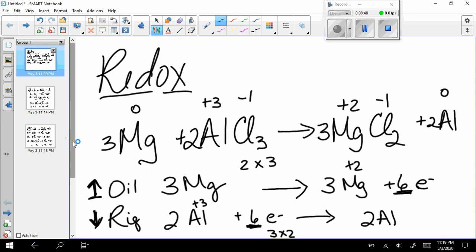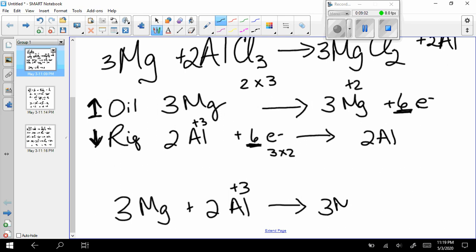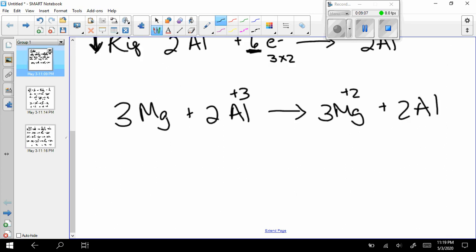If I go back to the first question that we did and I do my balanced skeleton reaction, I have 3 Mg's before the arrow and I have 2 Al plus 3's before the arrow. After the arrow, I have 3 Mg's plus 2 and 2 Als. If I look at the charges, you're a 0. 2 plus 3's is a +6. And that equals 3 plus 2's is a +6. And this is 0. So it all works out. It all balances out. I just want you to get really good at writing half reactions and being able to write the balanced skeleton reaction from it.